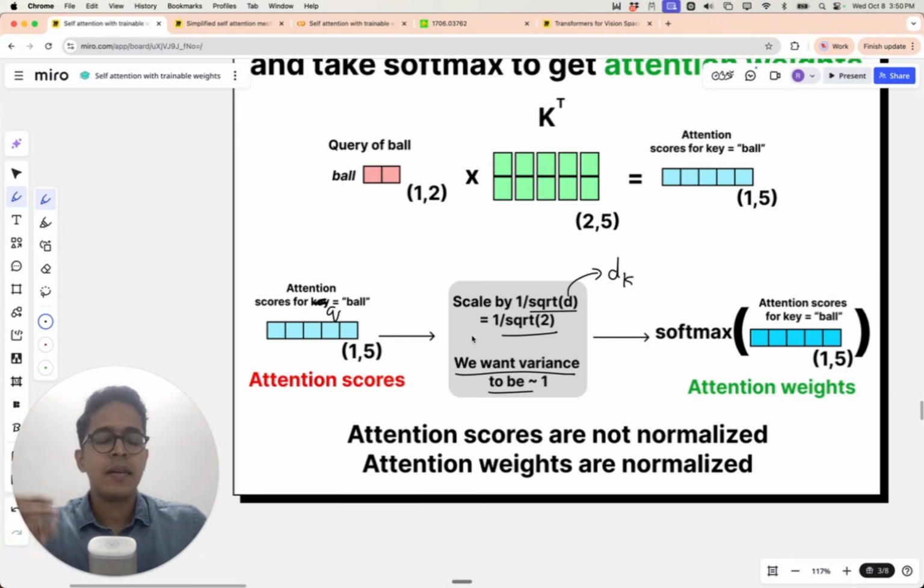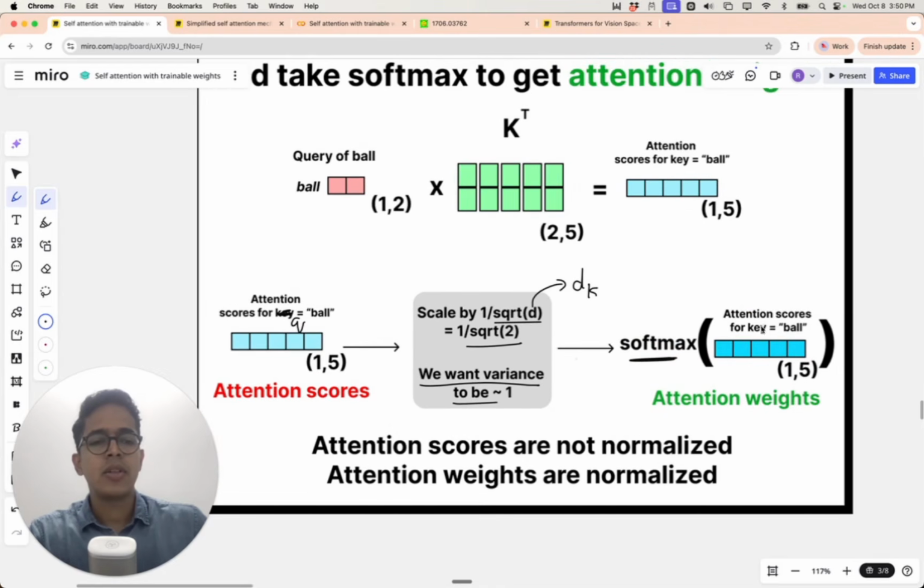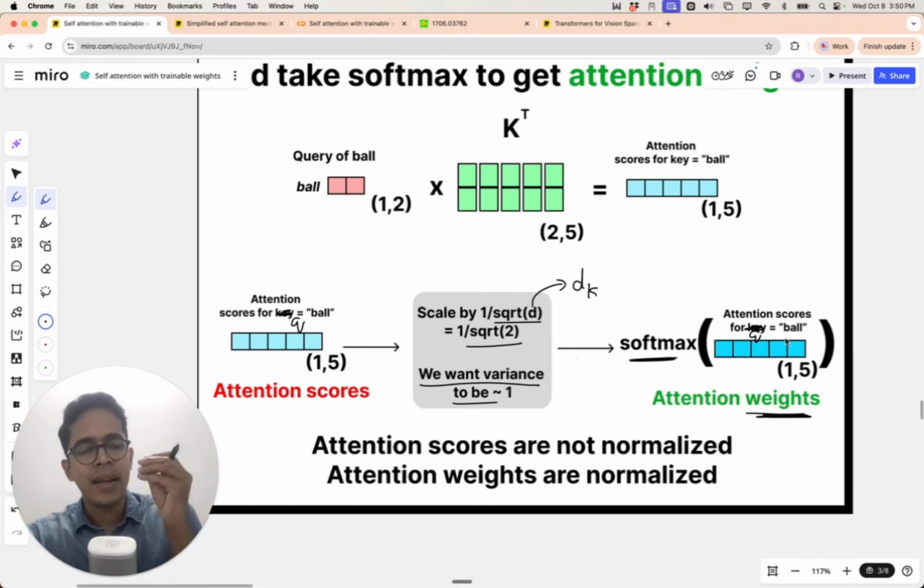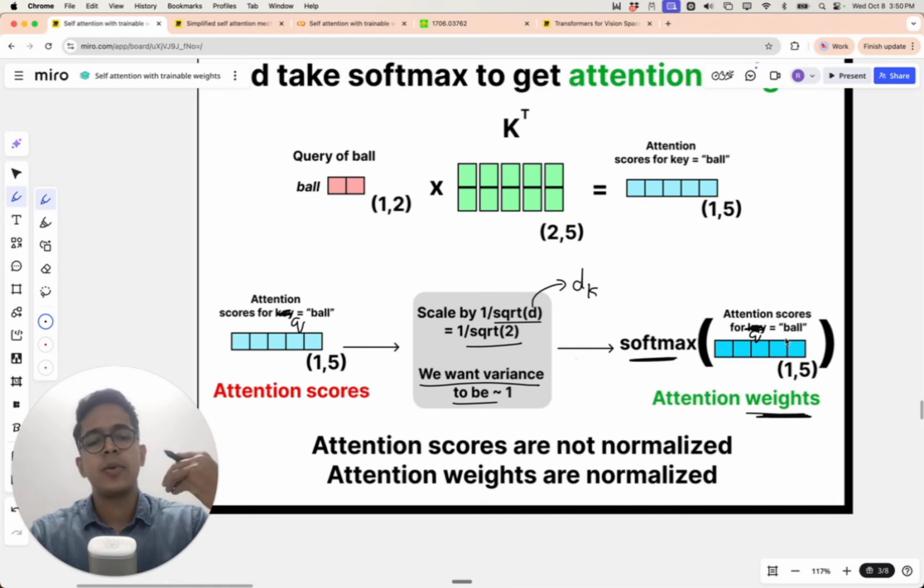We'll explain. I'll discuss that in a moment. But after this scaling is done, the numbers in this vector will reduce, right? Because now you are dividing by some number that is greater than 1. And then you take the softmax operation. After you take the softmax operation, you get attention scores for the query ball. Now these are attention weights, not attention scores, because they sum up to 1. Attention weights are what we need to construct the final context vector corresponding to ball.